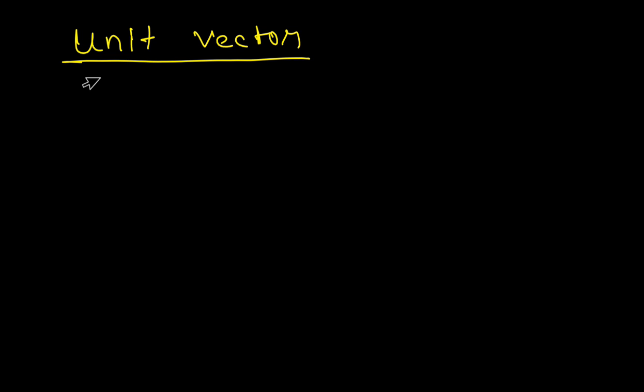Now what is a unit vector? A unit vector in the direction of a vector is a vector in that direction with unit magnitude. So how do we obtain a unit vector in the direction of a given vector? A unit vector is represented like this and is equal to vector A divided by the magnitude of vector A. So this is a unit vector in the direction of vector A.